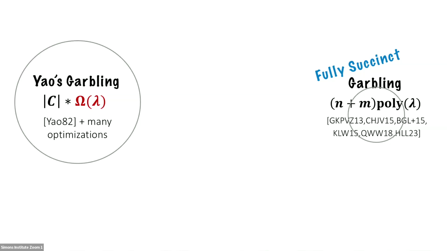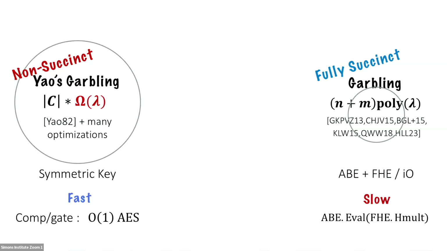It only grows with the input and output size. This is asymptotically optimal. Except that this seems to be really two extremes, because on this hand, we know that using symmetric crypto, this is extremely fast, right? To garble and evaluate, each gate corresponds to a constant number of AES calls or random oracle calls. On this hand side, it's really like evaluating FHE inside iO. And I'm being polite by saying fast and slow. Really, it's like extremely fast versus extremely slow.